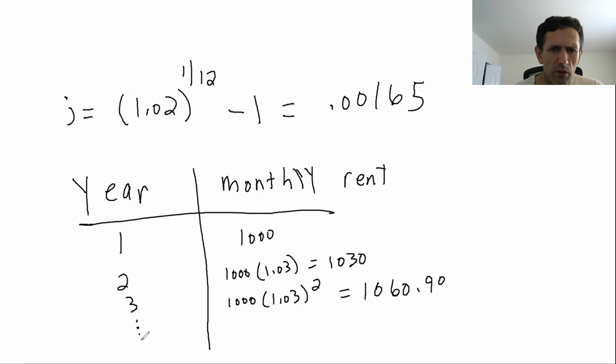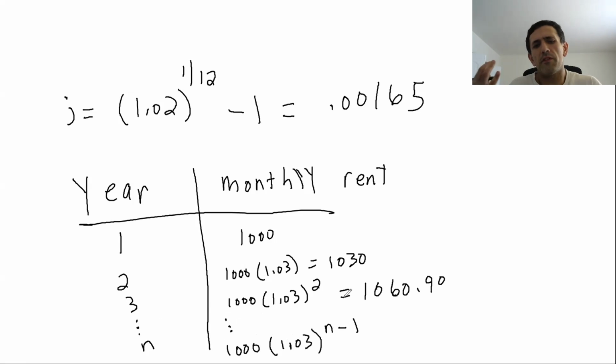Okay, so in general, you can already see the pattern. You're just basically going to take the year, subtract 1 from the exponent. So it's 1,000 times 1.03 to the n minus 1. So the very last rent payment after 20 years is going to be 1,000 times 1.03 to the 19.